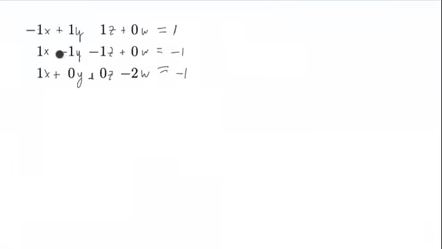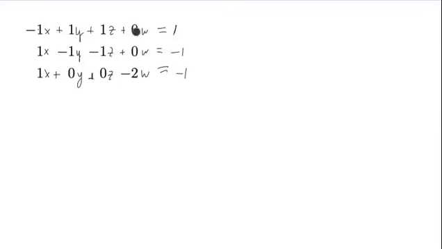Let's take a look at an example of solving a system of equations. You'll notice there are variables x, y, z, and w right here. And notice how we've written this: -1 times x plus 1 times y plus 1 times z plus 0 times w is supposed to be equal to 1.